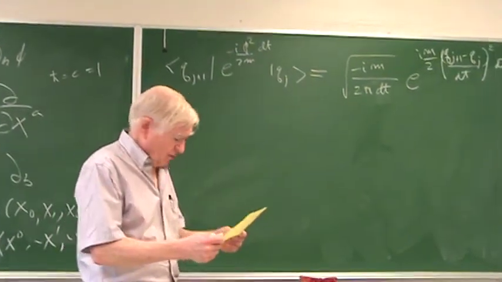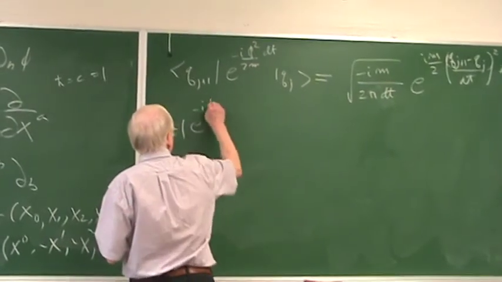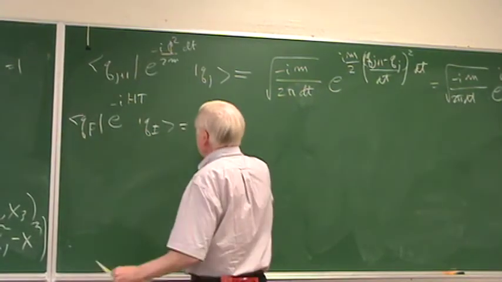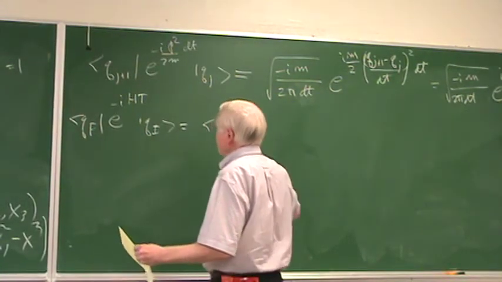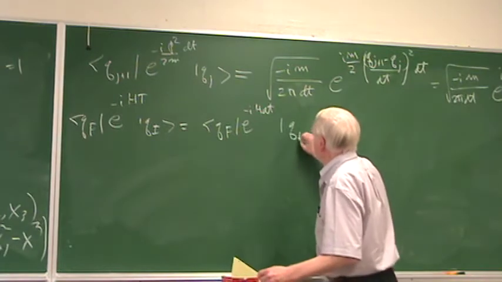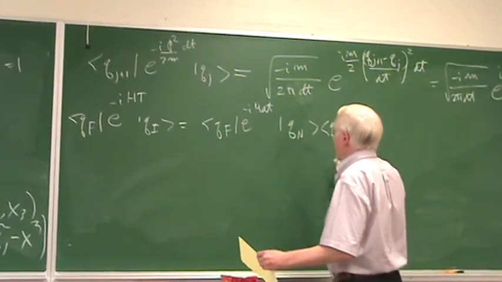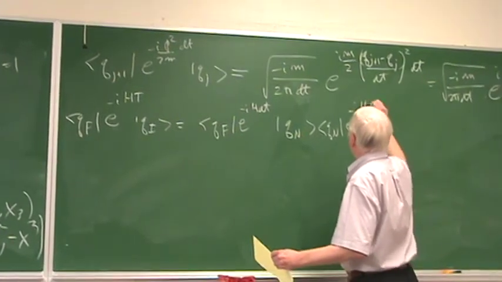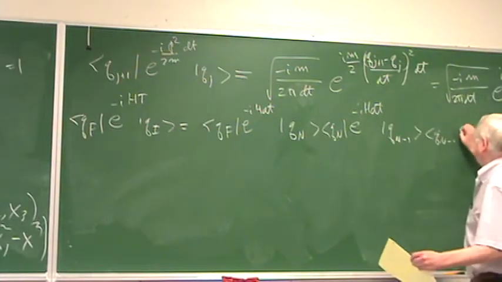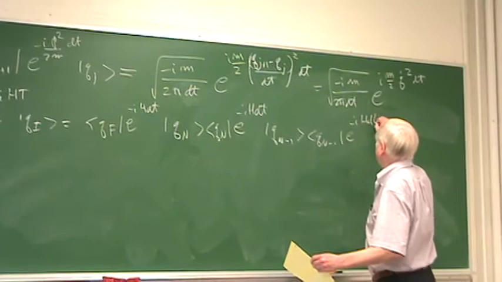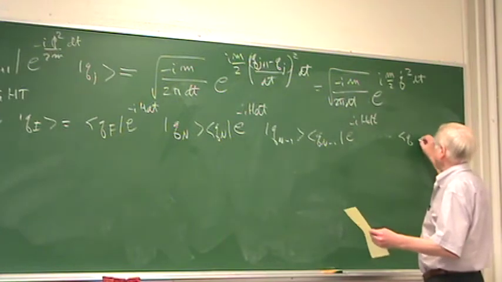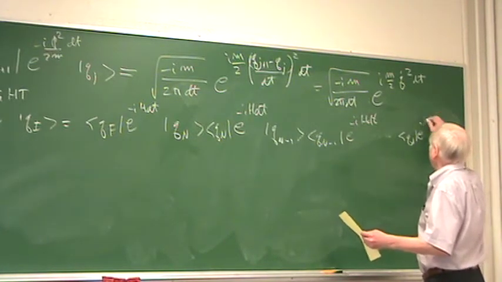All right, so what do we have then? We have e to the minus iHt, qi is then something like qf, e to the minus iHt, and then some qn, or maybe n minus 1, I'm not keeping track. And then dot, dot, dot, all the way down to, I don't remember whether it's Q1 or Q0, let me say Q1. Or maybe I'll make it Q0.